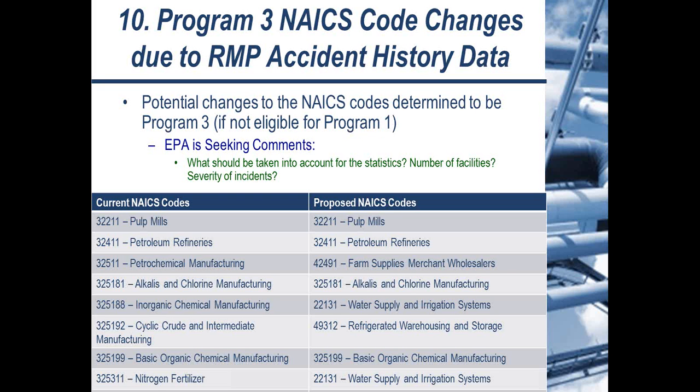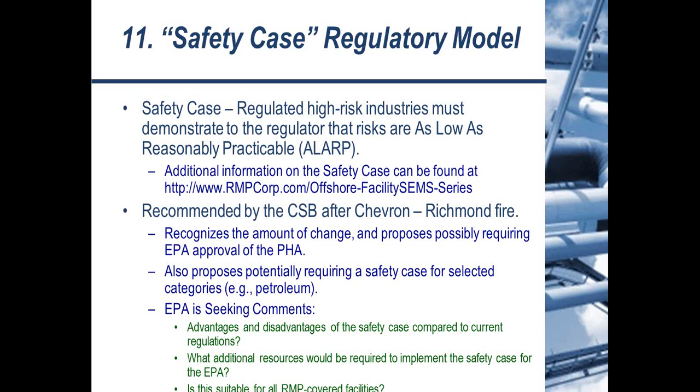Number 11, the safety case regulatory model. This has obviously been a really big buzzword lately. Safety case is where regulated high-risk industries must demonstrate to the regulator that risks are as low as reasonably practicable, or ALARP. Steve's mentioned it, but we have additional information on safety case at the link below. This has been recommended by the CSB after Chevron Richmond. The executive order also wanted to explore the safety case, and it has popped up in the RFI for EPA RMP. They have recognized that this would take a substantial amount of effort and propose maybe just as a starting point requiring EPA approval of your PHA. They also propose requiring safety case for selected categories, say petroleum refineries, instead of the entire EPA RMP eligible facilities.